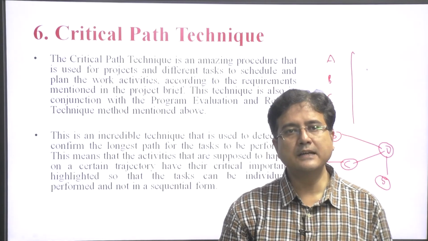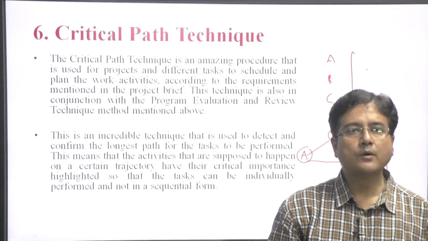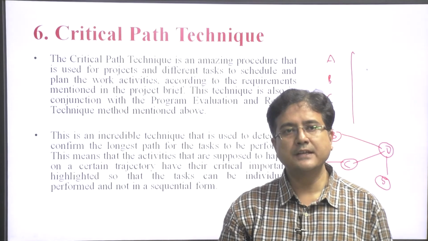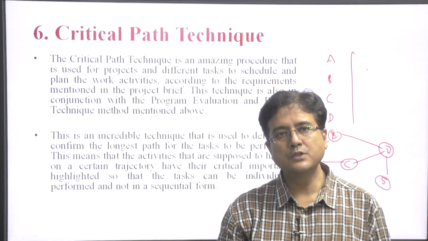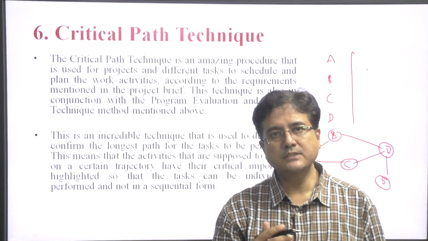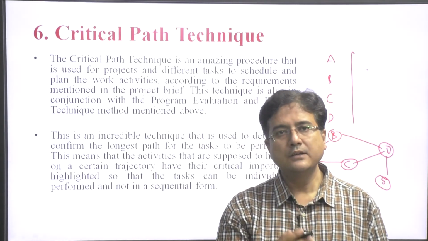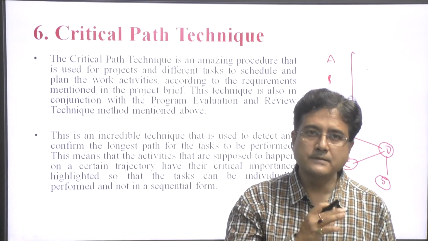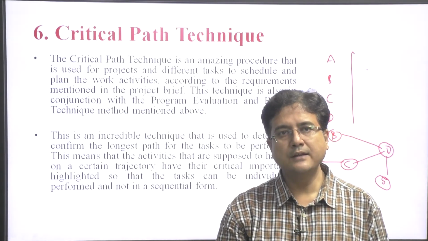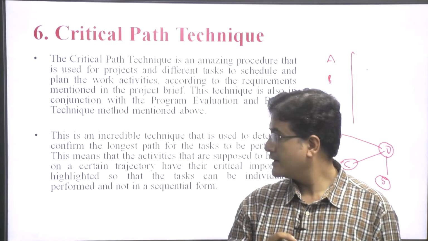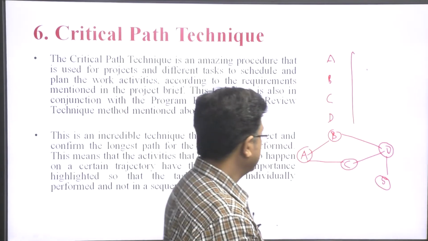This means the activity can be supposed to happen on a certain trajectory and have certain important highlights, so that tasks can be performed individually and sequentially. Which task can be performed individually, which sequentially, which together, we can find in the critical path technique.